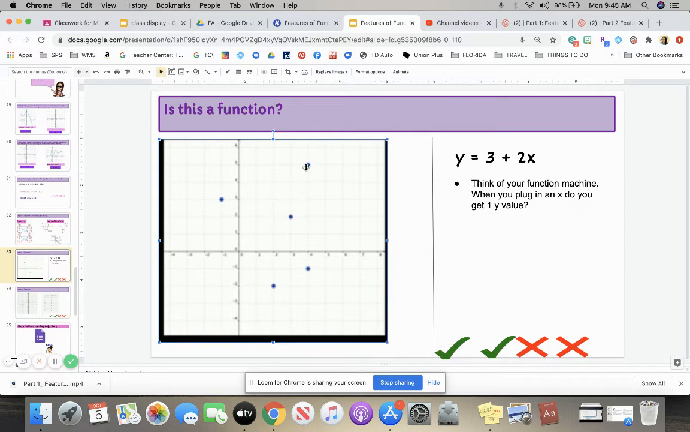But it is also 1, 2, 3, 4, 5. So these 2 points here are showing me that this is not a function. Okay.